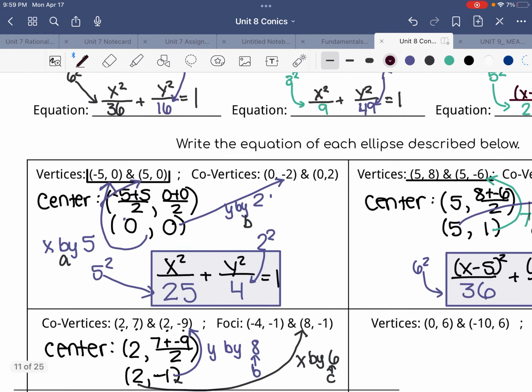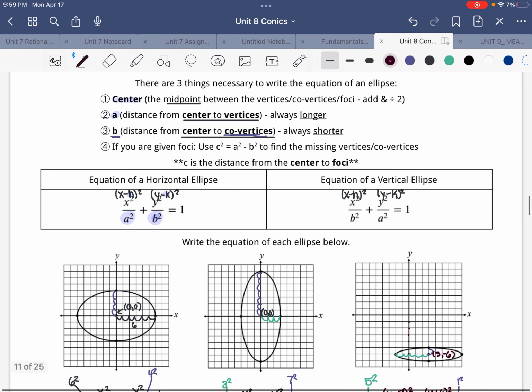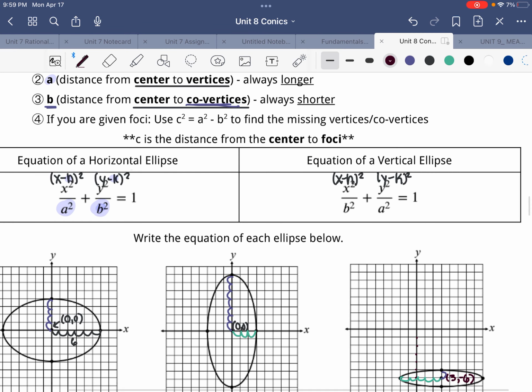So what you have to do, and it says it up here at the top, because this is the one that gets tricky. If you are given the foci, the second you see foci on the problem, you need to know that you are going to use this to find whichever one is missing. So since I'm missing the vertices right now, that's the one I'm looking for. I'm going to go ahead and write A above vertices and B above co-vertices so that you always know A comes from the vertices, B comes from the co-vertices.